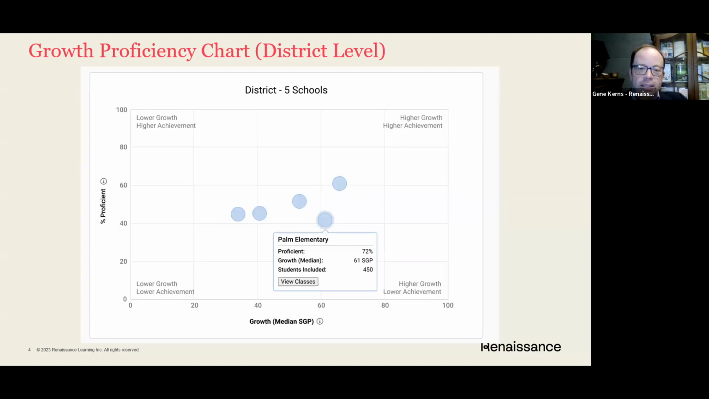Basically, what this is saying is if you're a district person, you can see it all. If you're a building person, you can see it all in your school. And if you're a teacher, you can see it all for your classes and your students.